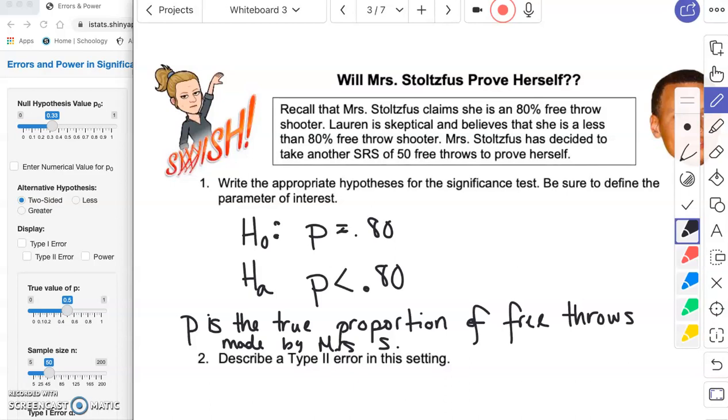So we are to describe a type 2 error. Well, type 2 is when you fail to reject, but you should have. All right, so if you fail to reject, but you should have, that means the alternative was true. So I'm going to state that Mrs. Stoltz is less than an 80% free throw shooter, but we decide she's telling the truth.